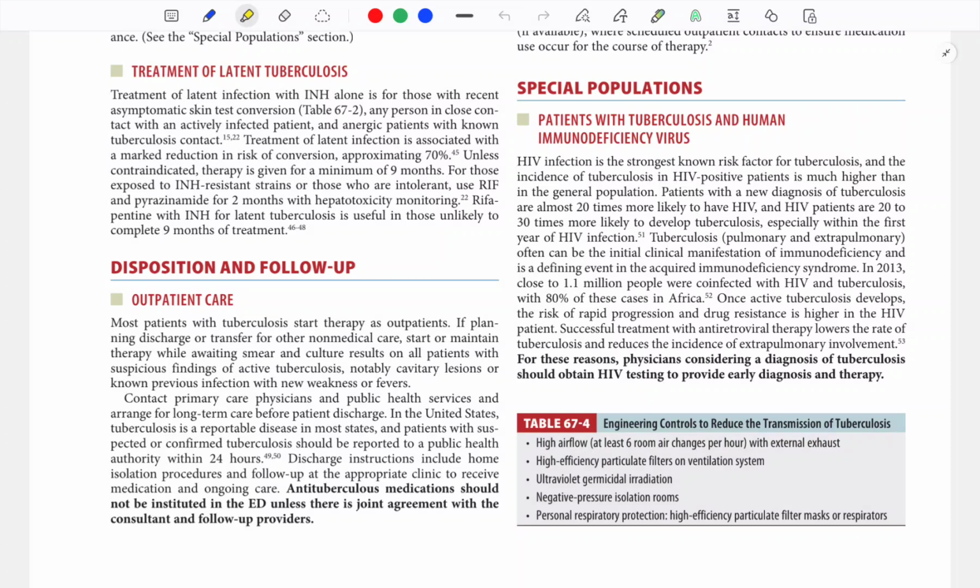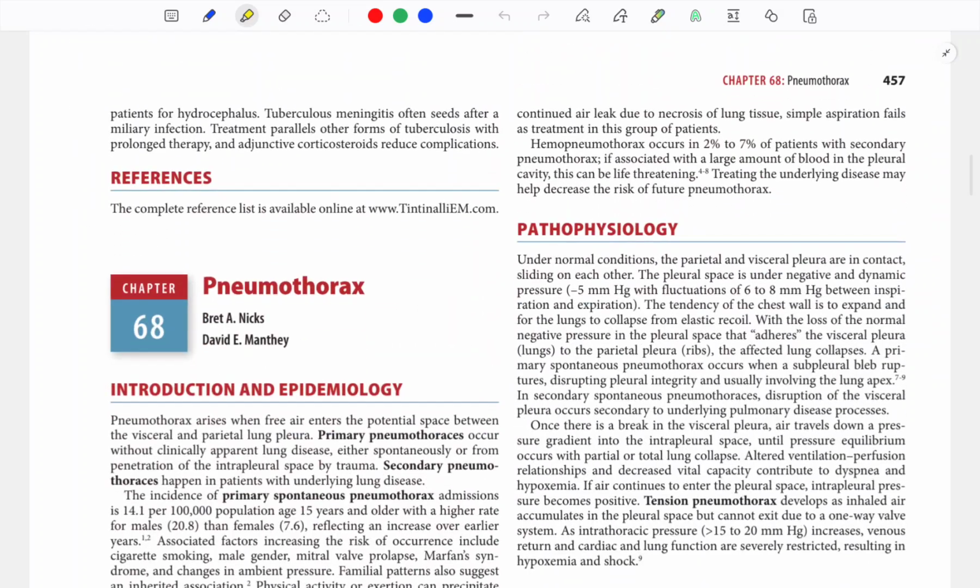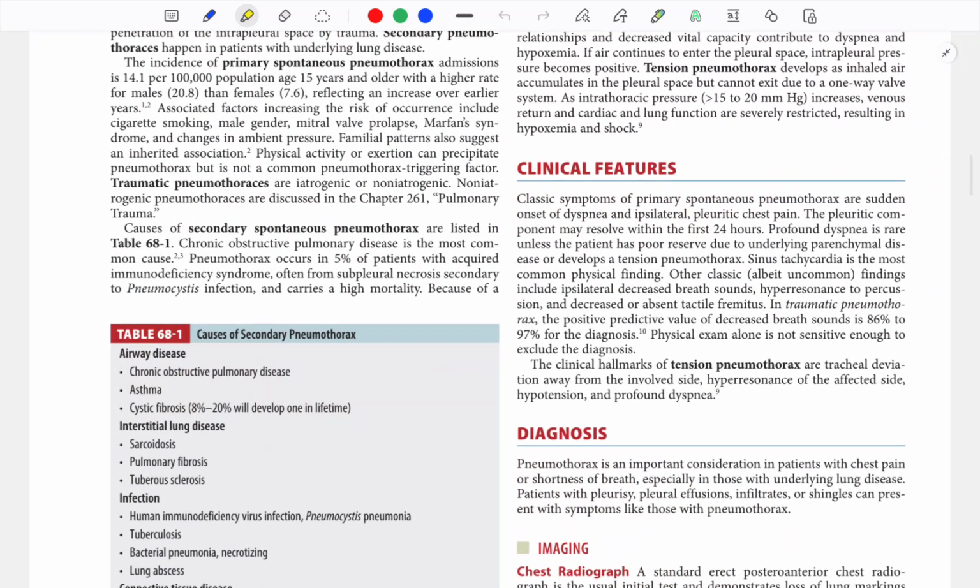Next is pneumothorax. So there are primary and secondary pneumothorax. Primary pneumothorax occurs in a structurally normal, healthy lung, and secondary occurs in a diseased lung. So primary can be spontaneous and traumatic. Its risk factors are male sex, Marfan syndrome, change in atmospheric pressure, physical activity. Traumatic pneumothorax, as you know, can occur due to trauma, iatrogenic or non-iatrogenic.